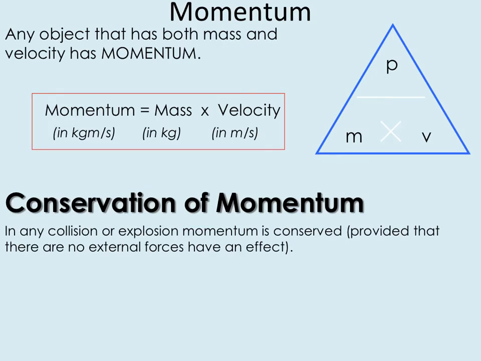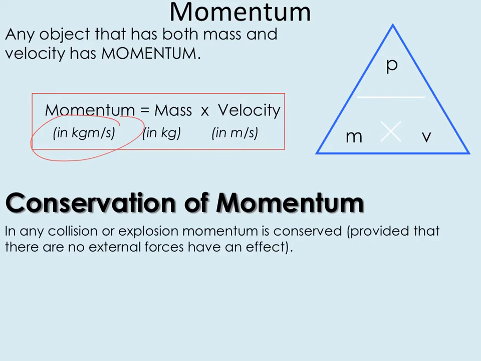Momentum's another physical quantity that you need to be aware of. Any object that moves has momentum. So if you've got mass and velocity, that's your momentum. Momentum equals mass times velocity. Mass, remember, is measured in kilograms. Velocity is measured in meters per second. So if you times those two things together, you get the units for momentum, which is measured in kilograms meters per second.